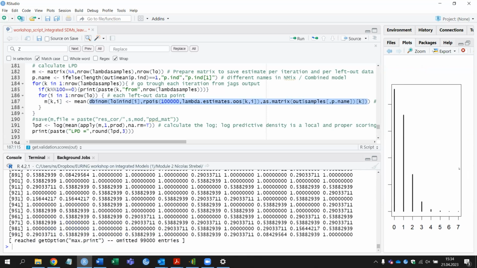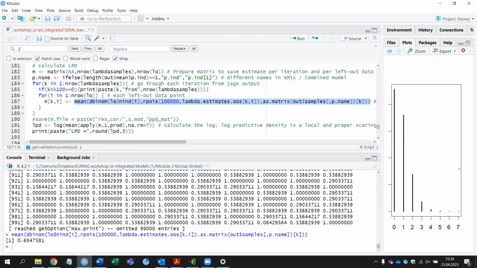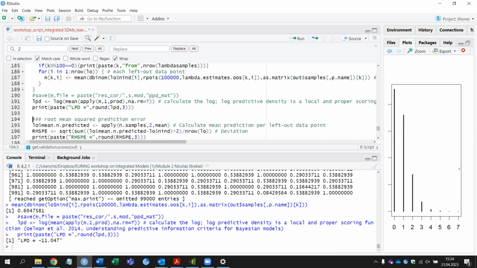With that we check how likely it is that we really estimate correctly. We calculate the mean of that, and we do that for all iterations, for all sites. And that gives us, in the end, the log predictive density.